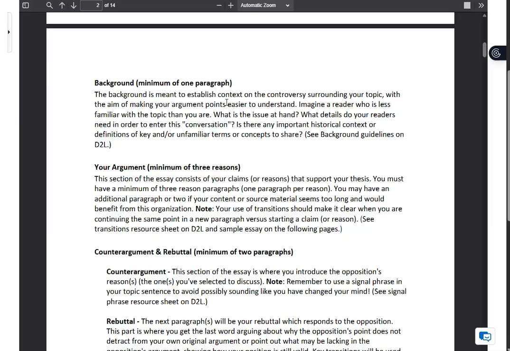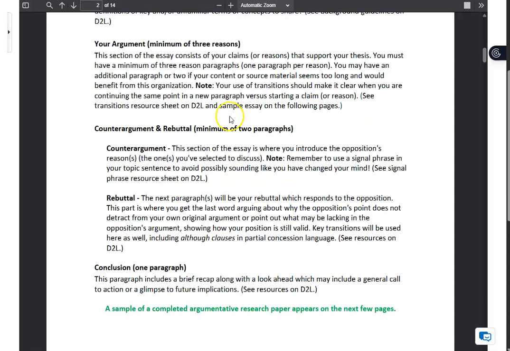It's got everything to do with the general understanding of your topic. So what is the issue at hand? What details do you have, okay? Then you're going to have your argument. It's going to be a minimum of 3 points using CSET format. You're going to have 3 reasons why you believe that your thesis statement is provable.